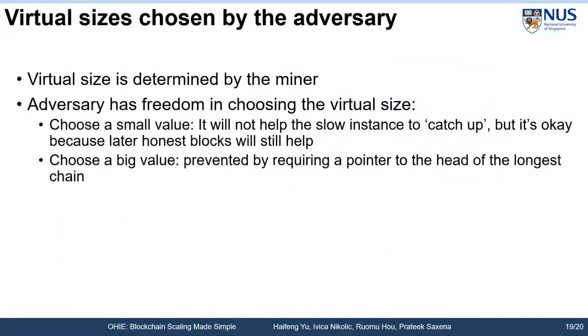As shown in the previous slide, the virtual size is determined by the miner. Hence, the adversary may choose a bad virtual size when it mines a block, but this is not a problem. When the adversary chooses too small a virtual size, the only problem is that it does not help the slow instances to catch up. But this will not cause a problem because when honest blocks are added to the chain later, they will help the slow instances to grow. The adversary may choose too large a virtual size, but we can easily prevent this behavior by requiring a hash pointer to the existing blocks as a proof for the virtual size.